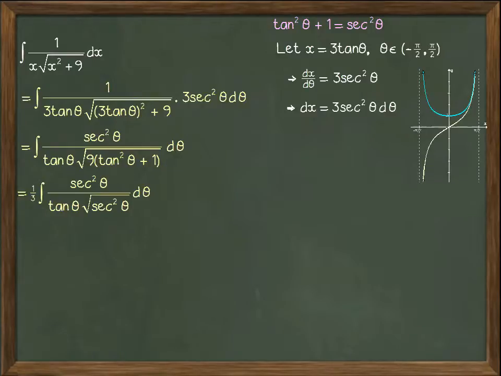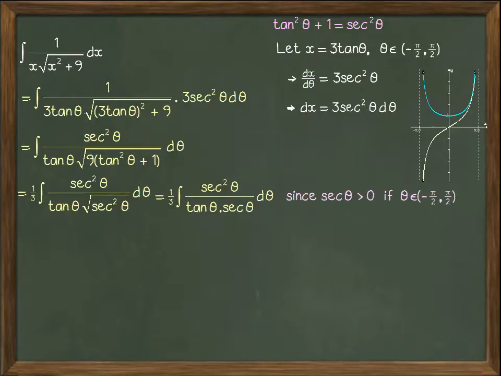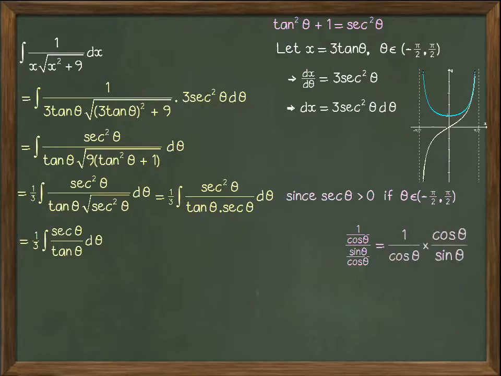Now, technically, the square root of sec squared theta is equal to the absolute value of sec theta, but on our chosen interval, sec theta is positive, and therefore the square root of sec squared theta is just equal to sec theta. We can simplify our fraction, and if we simplify this further, sec theta is 1 over cos theta, and tan theta is sine over cos theta. So if we simplify this, I will be left with 1 over sine theta, which is equal to cosec theta.